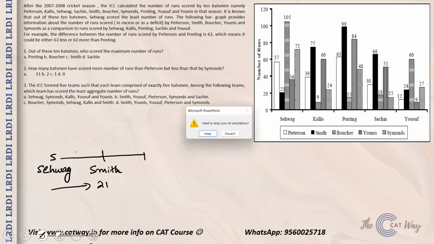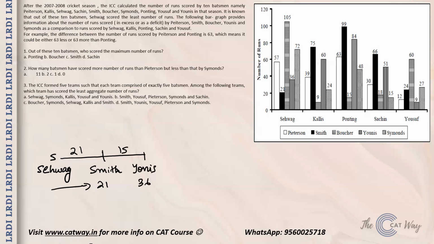Just a second, guys. Oh, sorry, I'll change the color. So this is 21, and this is again another 15, and there you have Younis at the total difference of 36 from Sehwag.